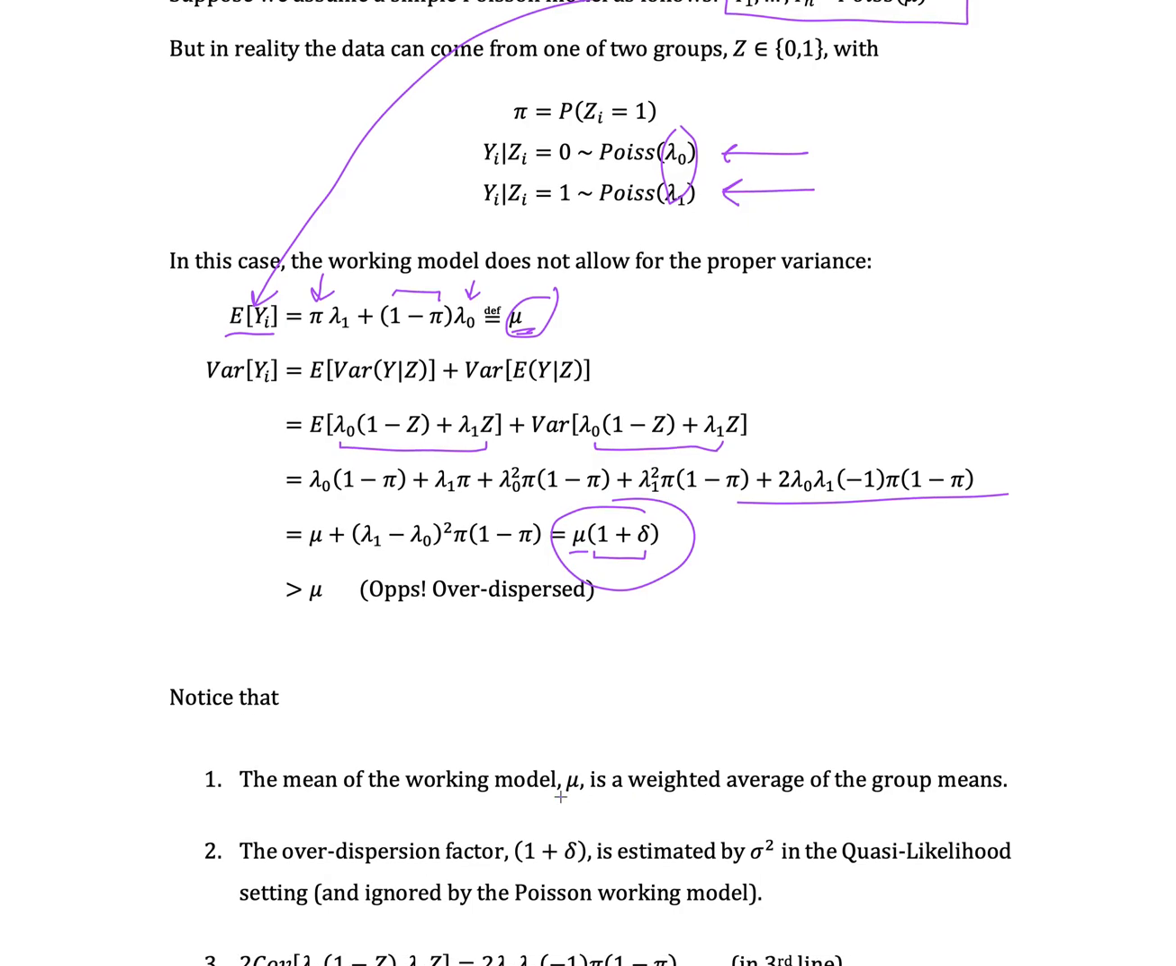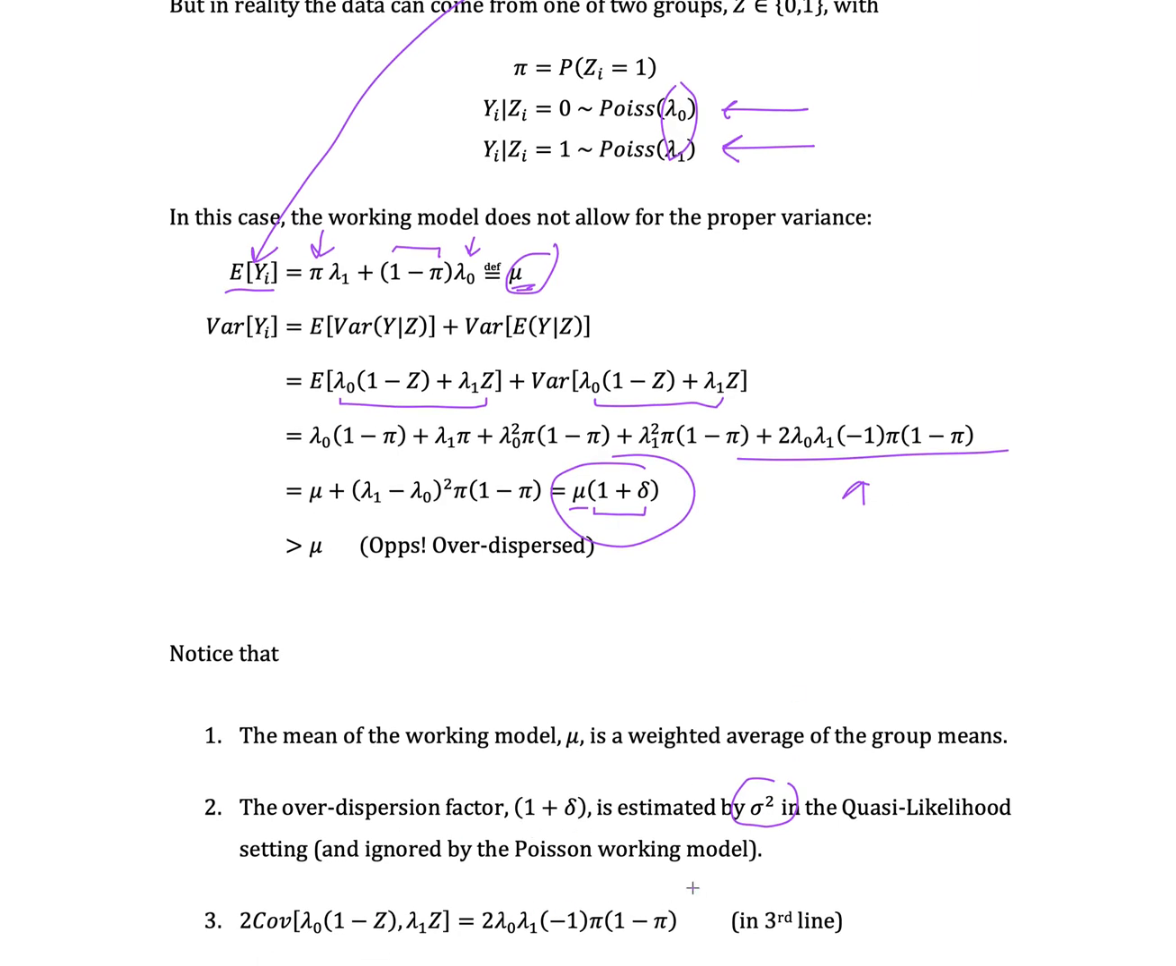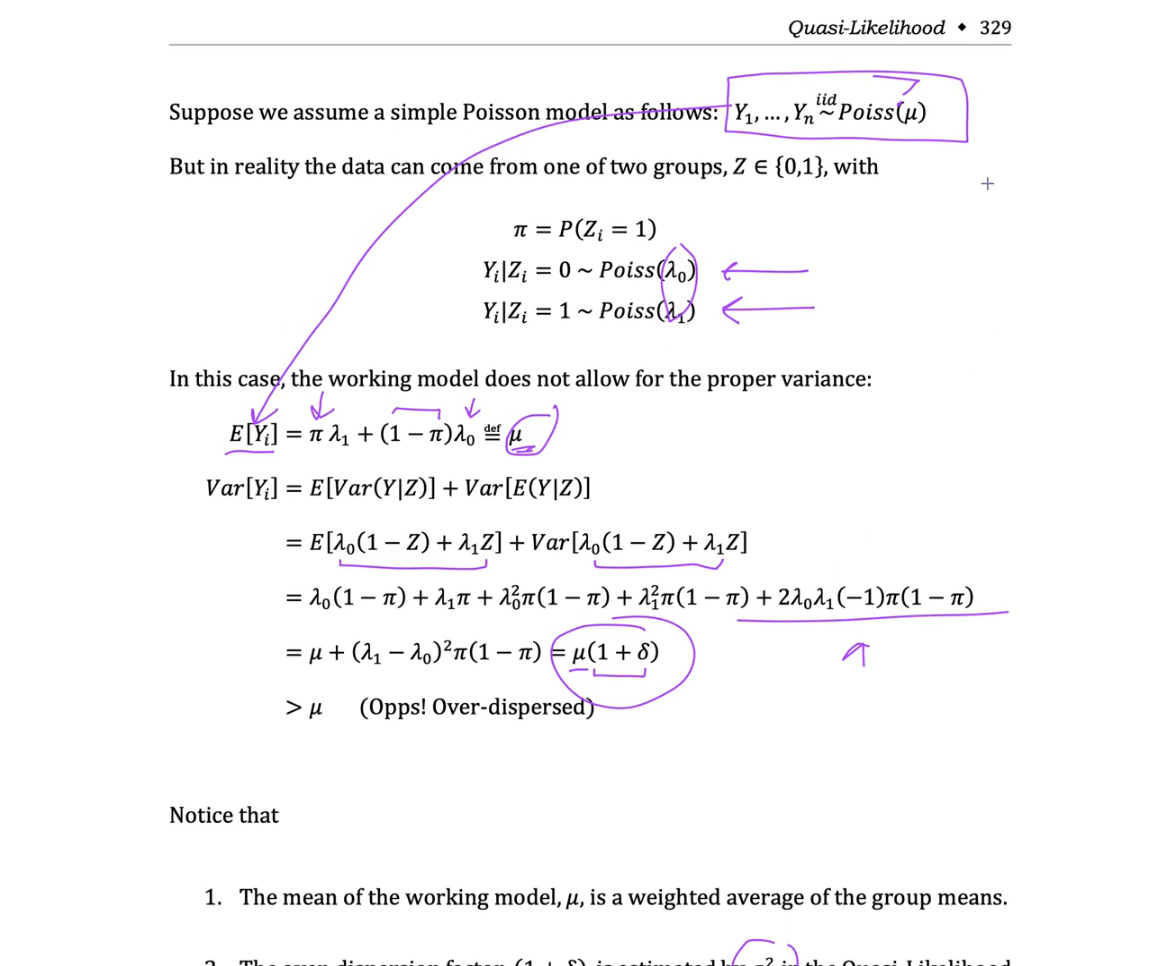All right? So the mean of the working model, mu, is a weighted average of the group means. The overdispersion factor, this 1 plus delta, is going to be estimated by sigma squared in the quasi-likelihood setting. And then this last little piece down here is the covariance. The basic idea is that while you may assume your data are Poisson, if you fit this model directly, you're not going to get a good estimate of the mean because you're forcing the mean and the variance to be the same. And this could happen simply because you forgot to include a particular covariate. That's important. And so what happens is the process that you actually observe, the marginal process, the process that ignores that covariate z, looks like it has extra variance.